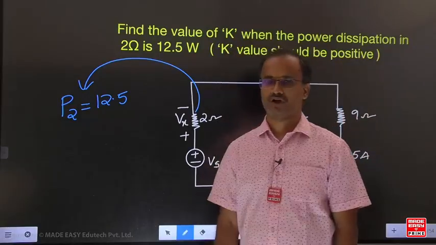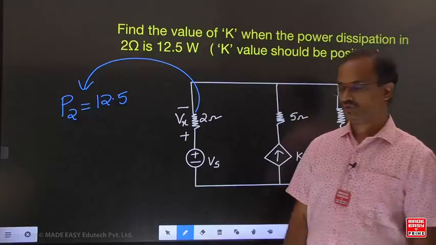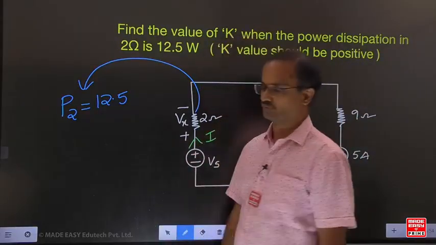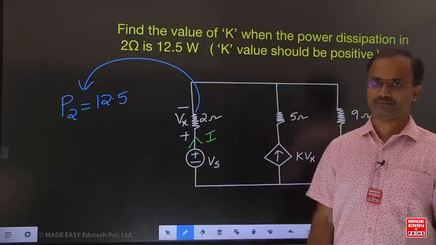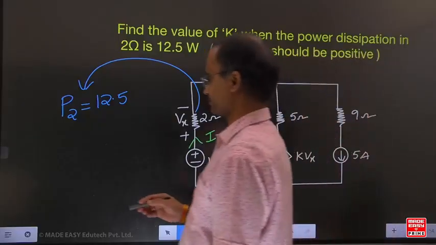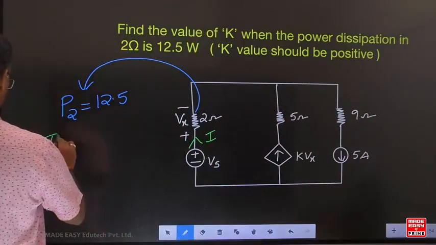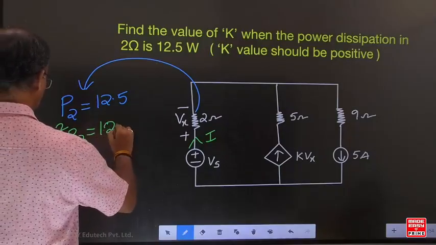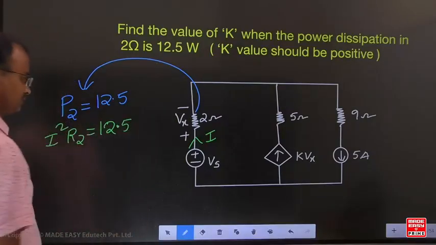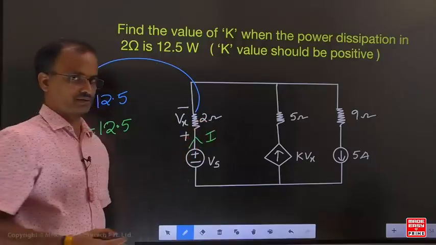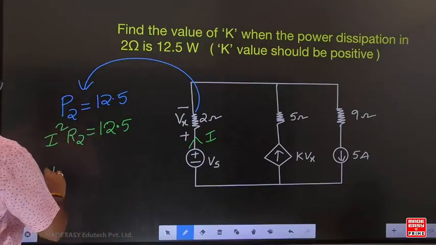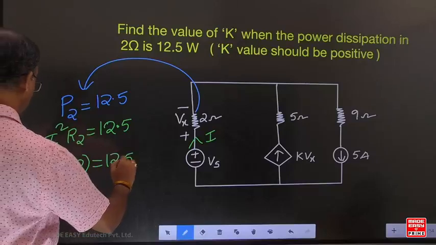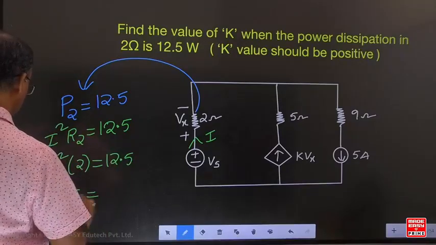What is the resistance nature? Always absorbing power. Absorbing power means the current is entering at the positive. Can we write this with I square R2? I square R2. You know the resistance value here, it is 2. Simplifying, then what is I equal to?